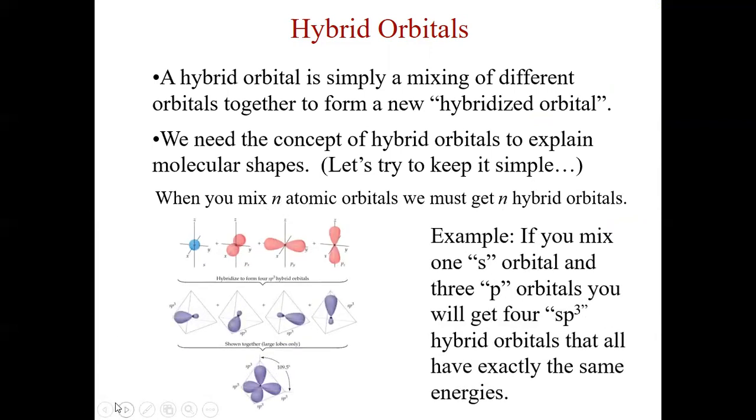So if you mix 1 s orbital and 3 p orbitals, you will get 4, because 1 plus 3 equals 4, and then sp3, because you had 1 s and 3 p. So you have a total of 4 sp3 hybrid orbitals that all have exactly the same energies. So we still have the same total number of orbitals, but we've just combined the s and the p into sp3.